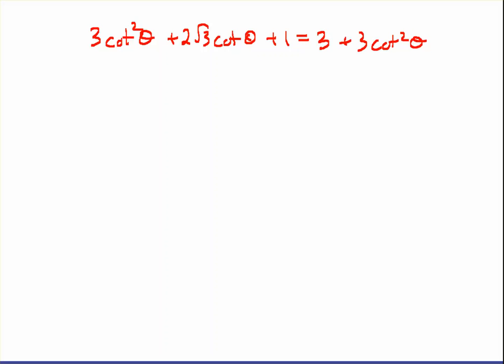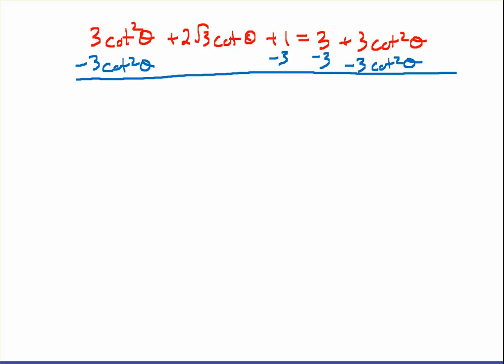Now what do we got to do? I see cotangent squared, so I'm going to move everything over and set it equal to 0, just like we do with x squared. Subtract 3 cotangent squared theta over here, and something very nice happens. All my cotangent squares have disappeared. I love it. They canceled off. So 2 root 3 cotangent theta minus 2 equals 0. That's it.